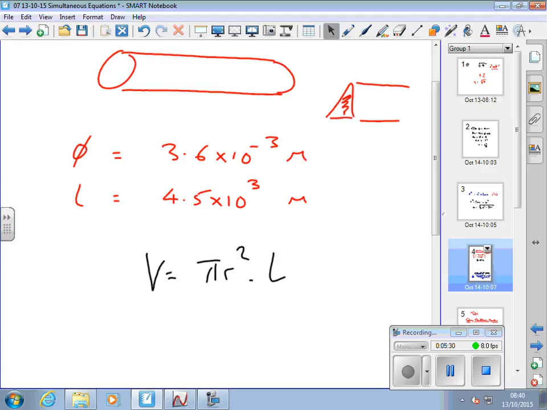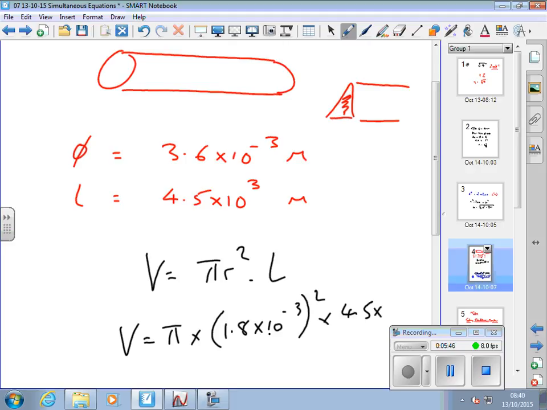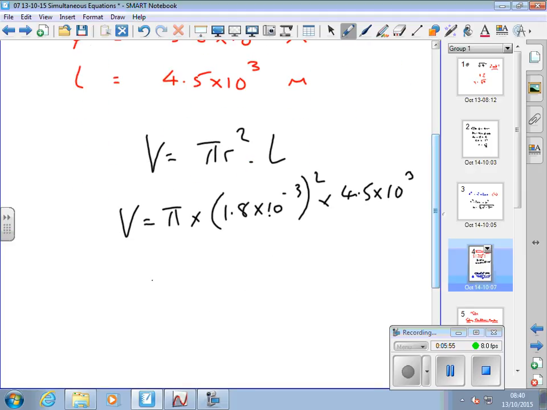Putting the numbers in, the volume is pi times r, which is 3.6, half of that is 1.8, times 10 to the minus 3 squared, times 4.5, times 10 to the 3. And that's exactly what I type into the calculator to get. Anybody come up with an answer? Others? No? Anyone? Do it now then.